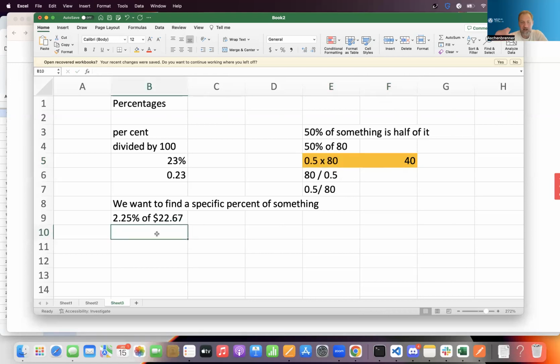So for instance, now let me show you something cool about Excel. We could do this in 2 steps, right? If I said there was a problem on the worksheet that said, give me 2.25% of $22.67. You could start with 2.25 divided by 100. And then you could say, okay, now I want to take that number and I want to multiply it by 22.67.